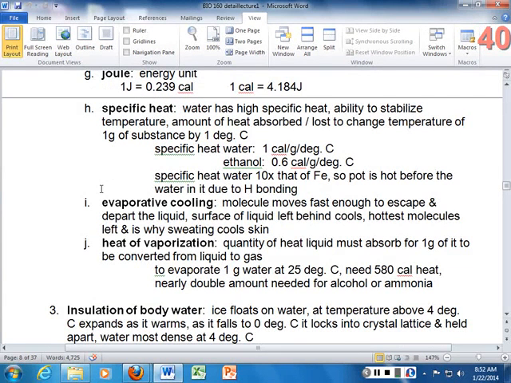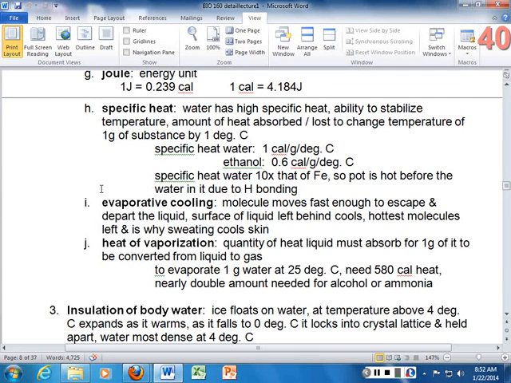So specific heat, this can be kind of an abstract idea as well. It's the ability to stabilize the temperature. And so it's kind of how fast does something heat up. When you look at how fast water heats up, water is really resistant to being heated up. It takes a lot of energy to boil water. So the specific heat of water they use as kind of a reference for things, is considered 1 calorie per gram per degree Celsius.